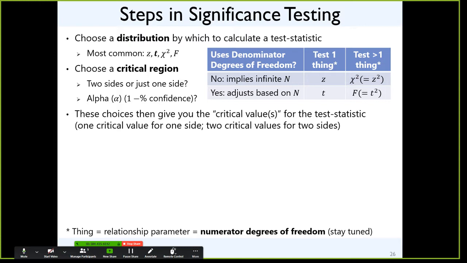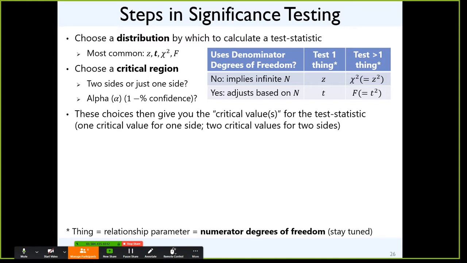Z and T are used when you're testing one thing, such as a correlation. The difference between them is whether or not they use denominator degrees of freedom in their distribution. Z does not, whereas T does. When you're testing more than one thing, meaning you have numerator degrees of freedom above 1, then it switches to chi-square instead of Z or F instead of T. You haven't met F yet. If there's only 1 degree of freedom, then Z squared is chi-square and T squared is F.